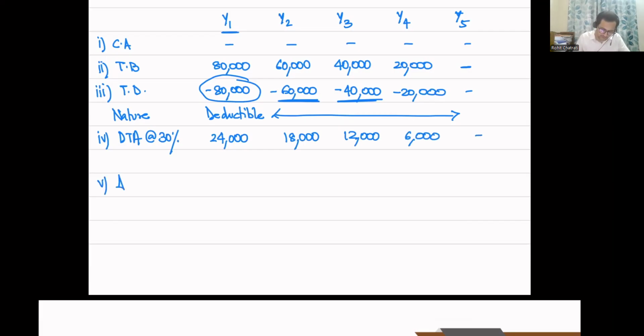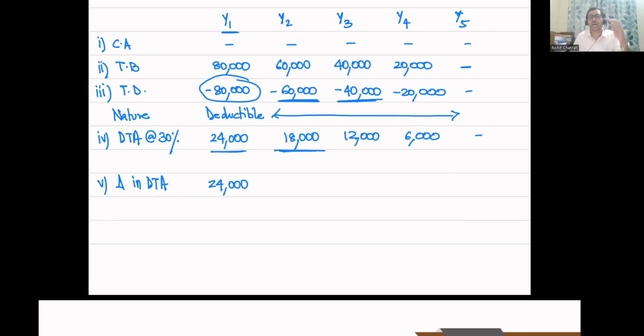Then I need to plot the change in deferred tax asset. For the first year, obviously I do not have any deferred tax earlier, so whatever is the deferred tax amount, that will also be the change in deferred tax asset. The second year, I need to have a deferred tax asset in my books of accounts as 18,000, but I've already recognized 24,000 in my books.